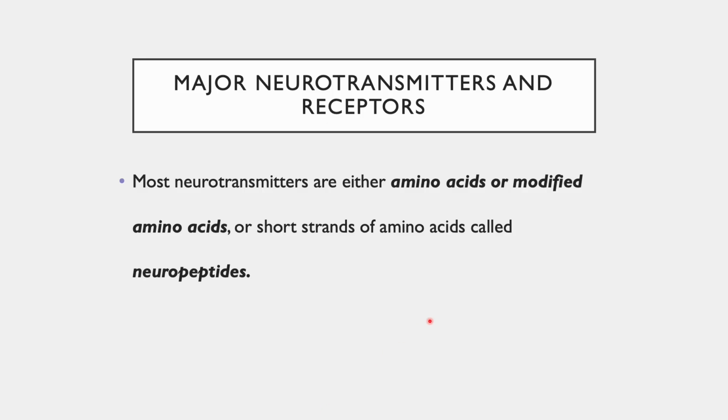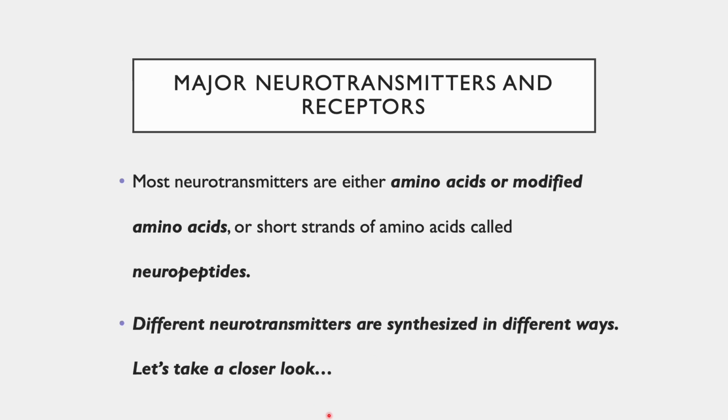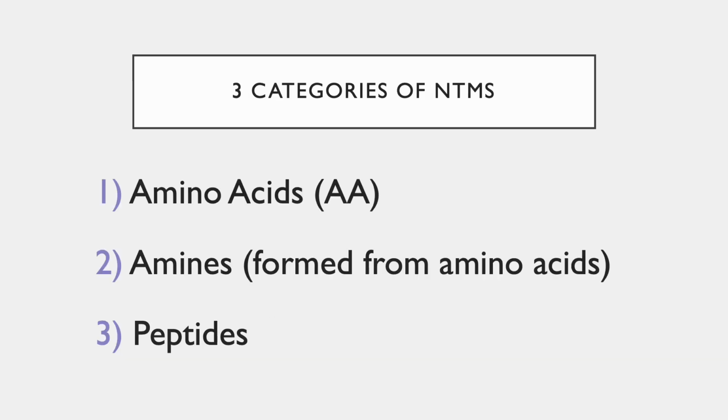Most neurotransmitters are either amino acids or modified amino acids, known as amines, or shorter strands of amino acids known as neuropeptides. Different neurotransmitters are actually synthesized in different ways. So let's take a closer look. The three major categories of neurotransmitters are amino acids, amines, which are formed from amino acids, and peptides. Now we're largely going to focus on categories 1 and 2, but we will briefly discuss the formation of peptides as well.